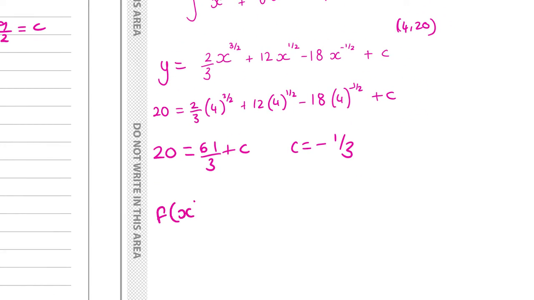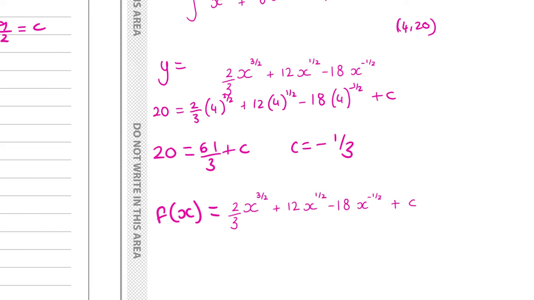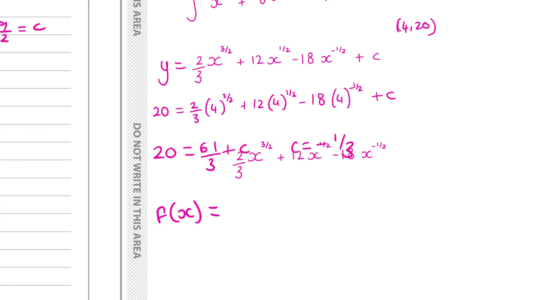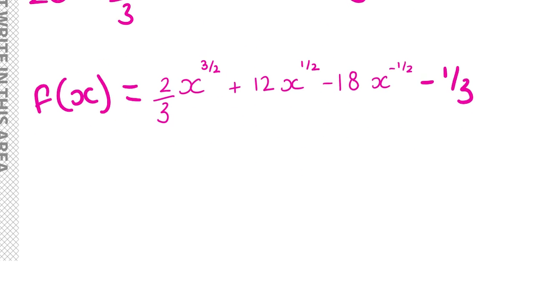So that means f of x equals, and I'm going to cheat a bit here. Here we go. I'm going to write that down. Oh, wrong one. There we go. And then, instead of writing plus c, I'm going to write minus a third.